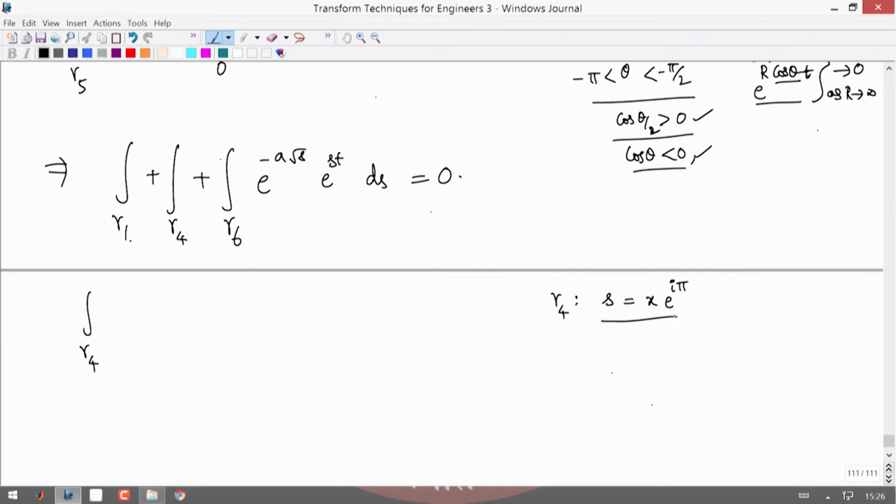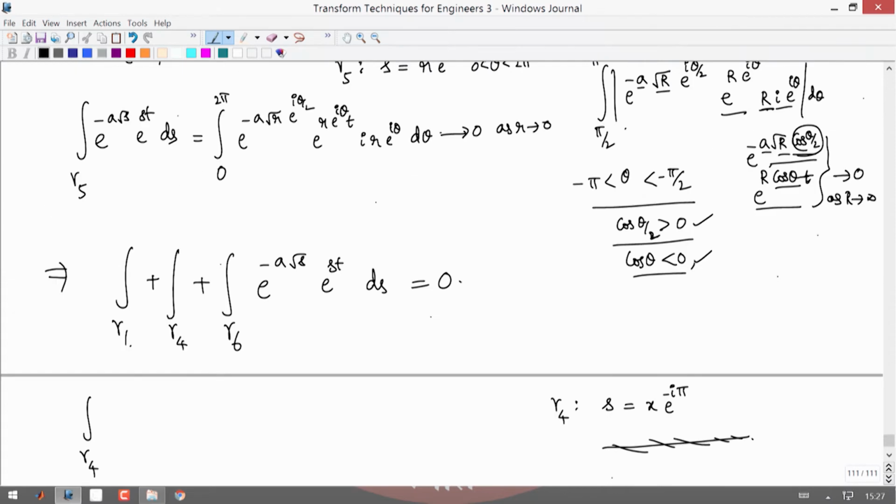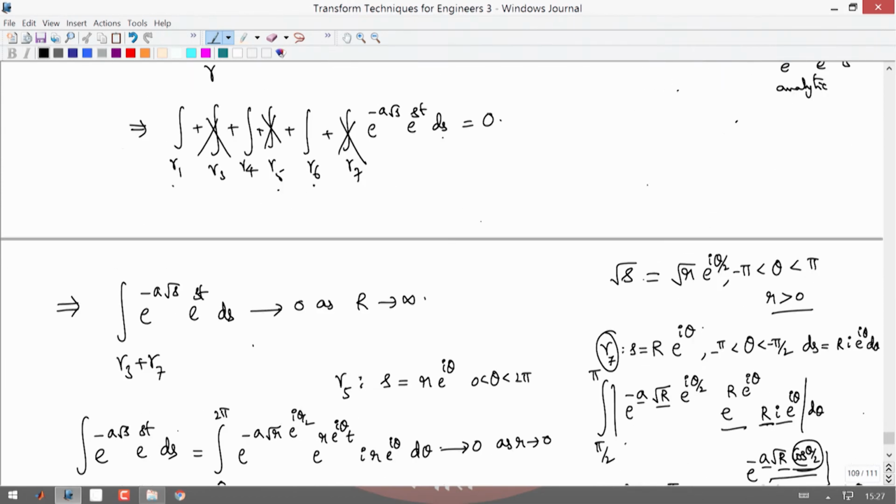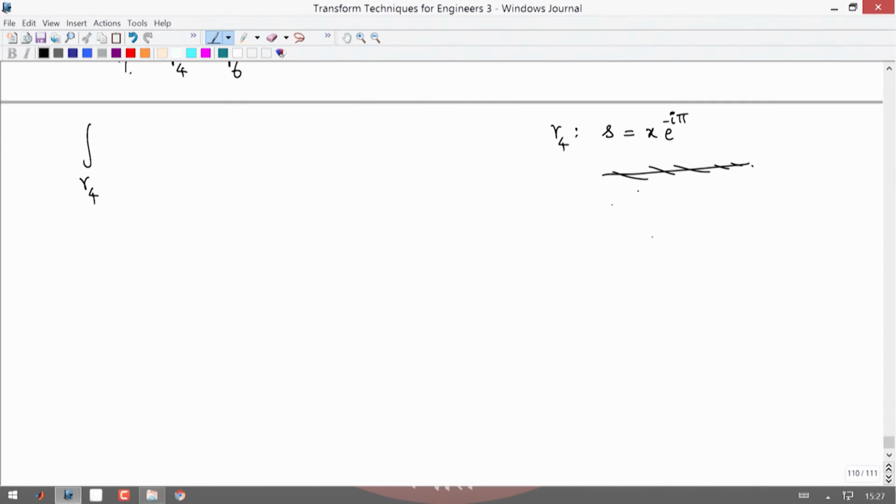So, this is the parameterization for the negative x axis from the top, because it is e power i theta, with theta equal to pi. If you take minus i pi, this is coming from the bottom side of the negative x axis, and that is the parameterization for gamma 6. Gamma 6 you have to consider with minus pi. So, let us look at only gamma 4 for now.